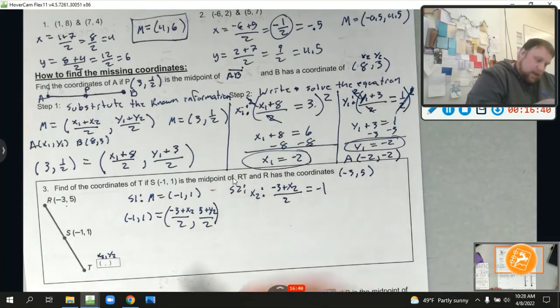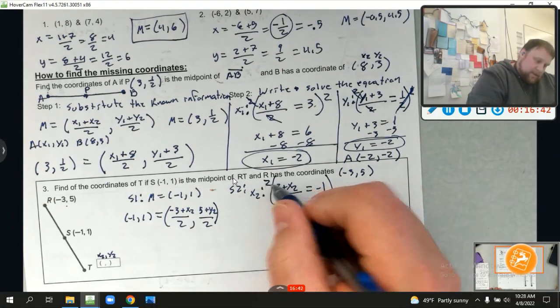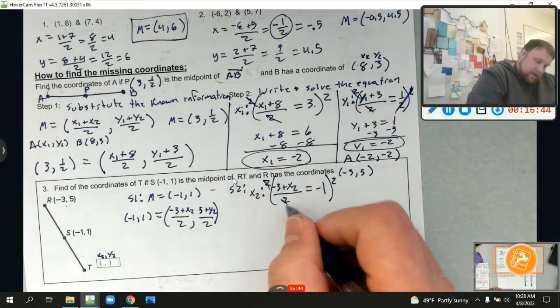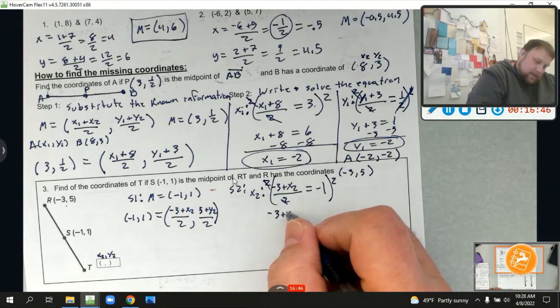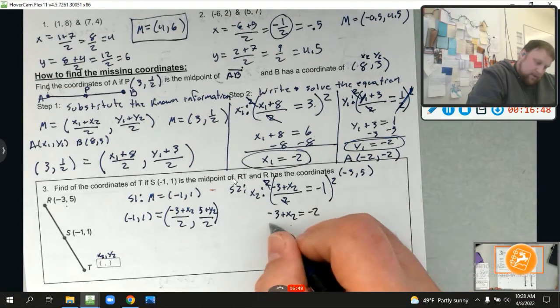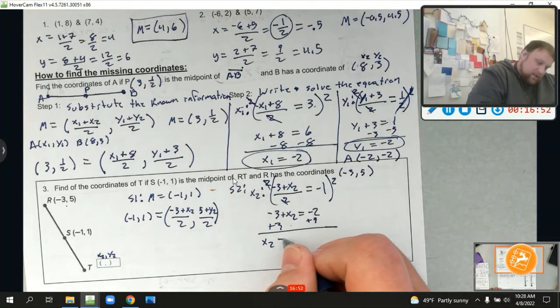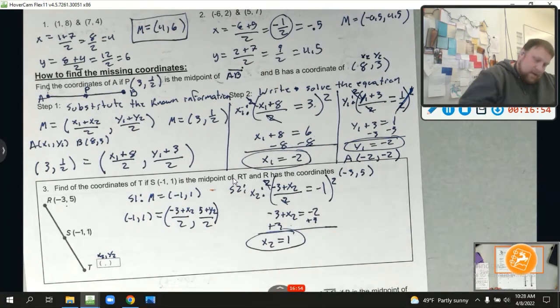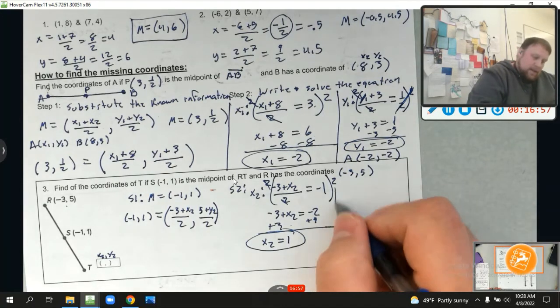And again, multiply both sides by 2. Cross out, and I get negative 3 plus x2 equals negative 2. Add 3 to both sides, and we get that x2 equals 1. Okay, that's our start. Let's finish off with our y2.